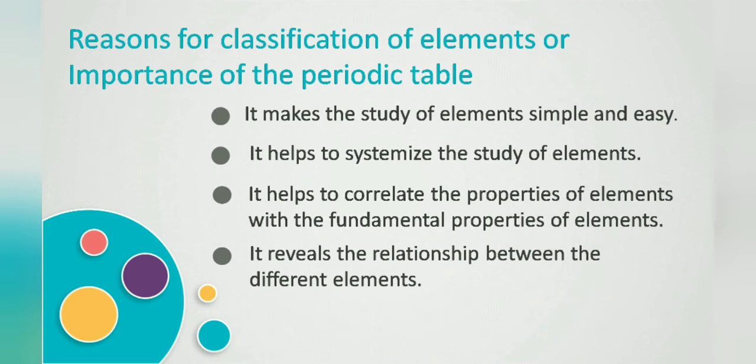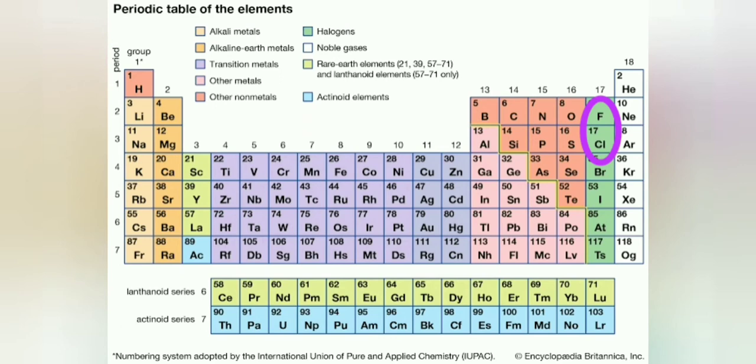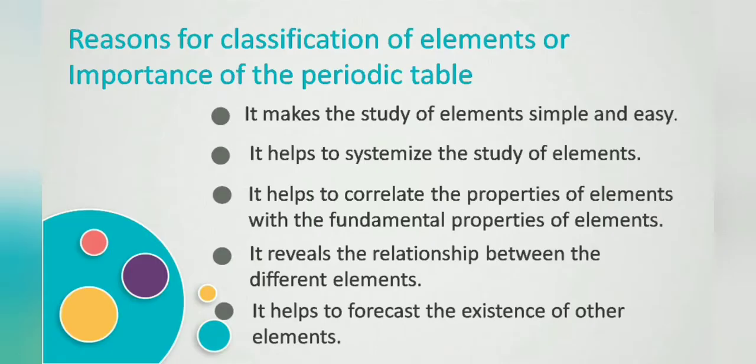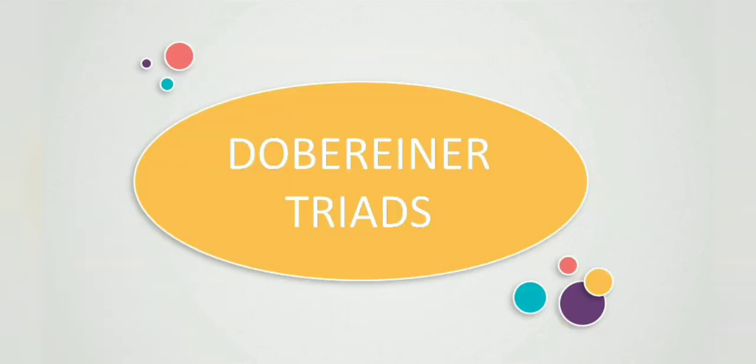For example, elements fluorine and chlorine present in the same group are related to each other in the sense that they are nonmetals. They both exist in gaseous state. Both have 7 electrons in their valence shell. Both have atomicity 2. Both react with metals to form ionic compounds, etc. It also forecasts the existence of other elements. This point will be made clear to you when we'll further study this chapter. Now let's have a look at the attempts of some scientists to classify the elements.